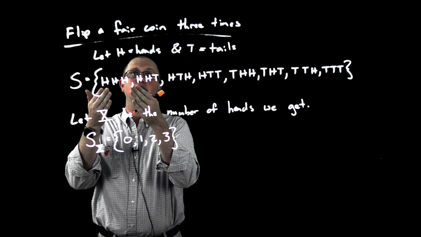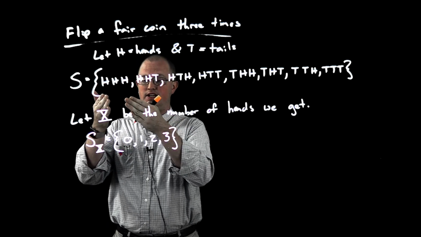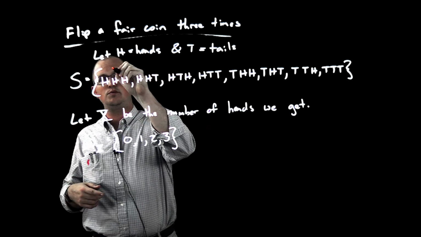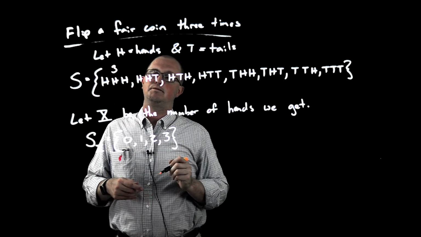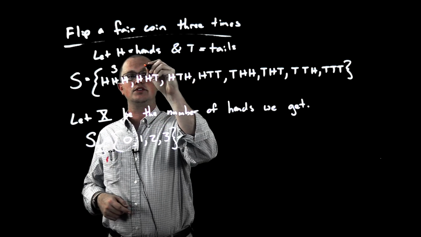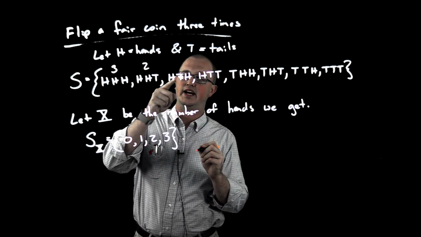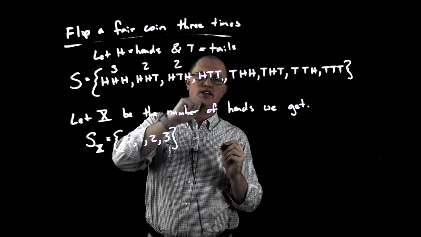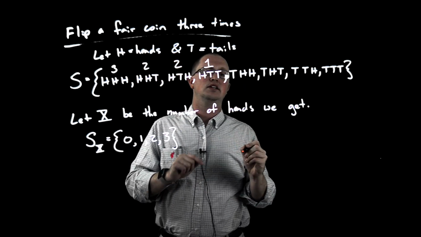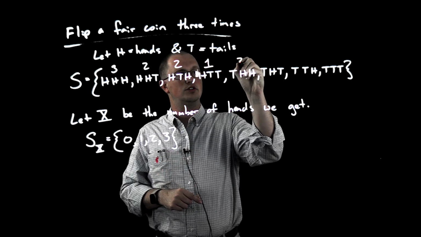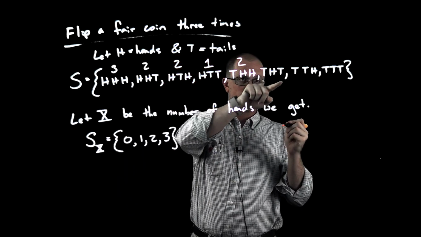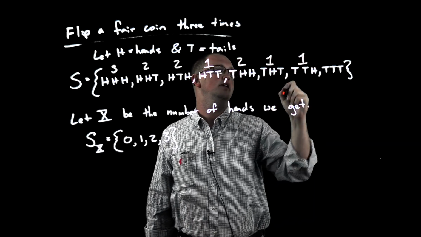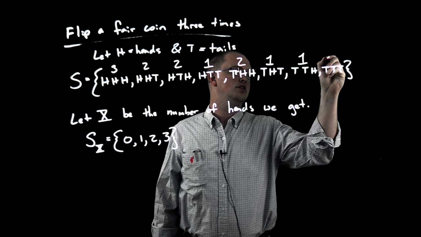If we flip a coin 3 times and get heads, heads, heads, then we would report the number of heads, which is a 3. Heads, heads, tails would give us a 2. Heads, tails, heads would give us a 2. Heads, tails, tails would give us a 1. Tails, heads, heads would give us a 2. Tails, heads, tails would give us a 1. Tails, tails, heads would give us a 1. And tails, tails, tails would give us a 0.